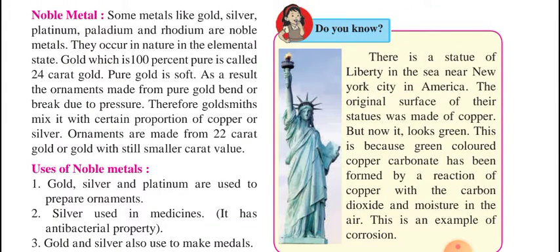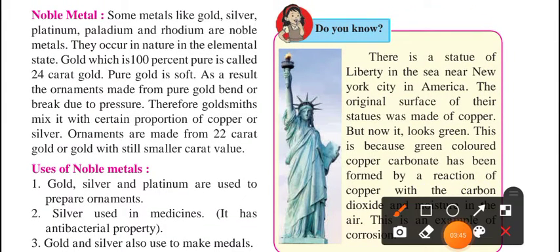Now next is noble metal. Some metals like gold, silver, platinum, palladium, and rhodium are noble metals. They occur in nature in the elemental state. Gold which is 100% pure is called 24 karat gold. Pure gold is very soft. As a result, the ornaments made from pure gold bend or break due to pressure. Obviously, the chain your mom wears around her neck as ornaments could easily break because pure gold is very soft. Therefore, goldsmiths mix it with a certain proportion of copper or silver.